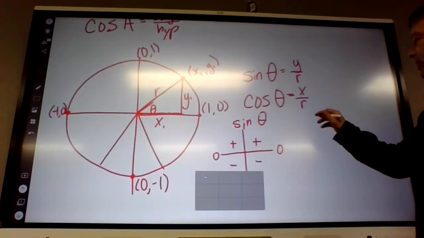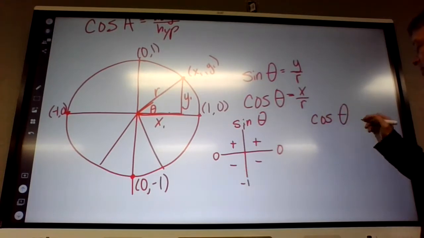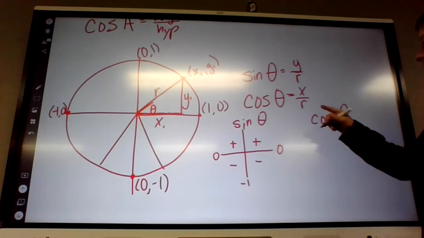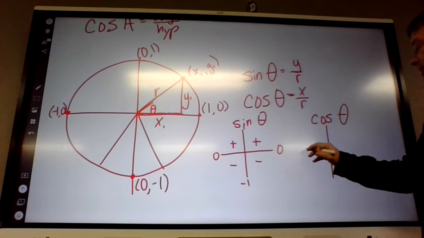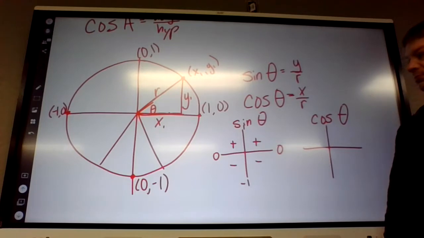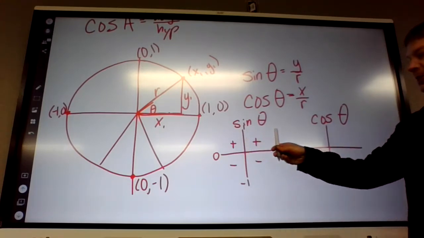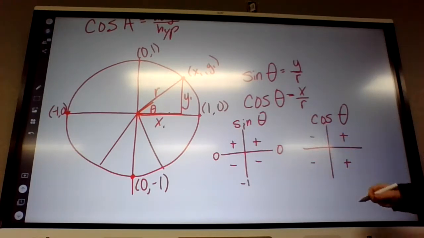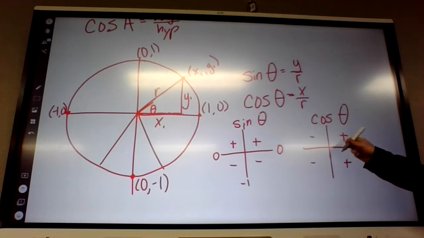Okay, and then the cosine of theta, since it's based on the x value, what quadrants is x positive in? 1 and 4. X is positive to the right. So cosine is going to be positive in these two quadrants. So if I plug in cosine of 45, 45 would be right in here, or cosine of 30 or cosine of 80, it's going to be positive. Guess what cosine of 90 is? 0, because it's between negative and positive.